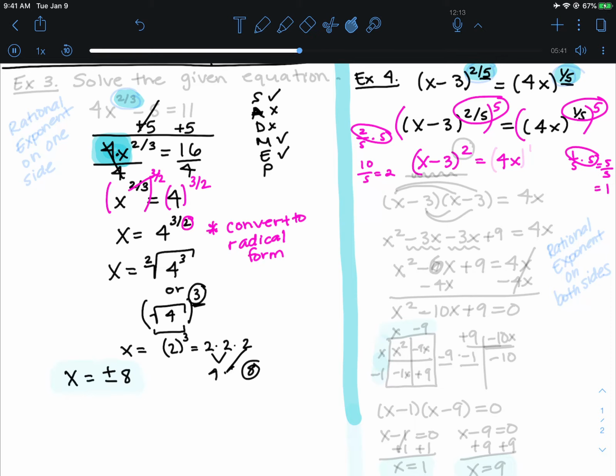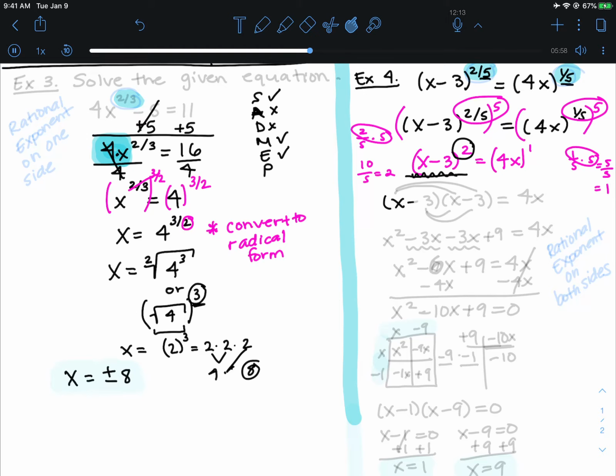So that's just going to be 4x. There's no need for me to put a power of 1. If you want to, you can, but it's literally just a 1. So now we're going to continue. Now here I have x minus 3 to the power of 2.